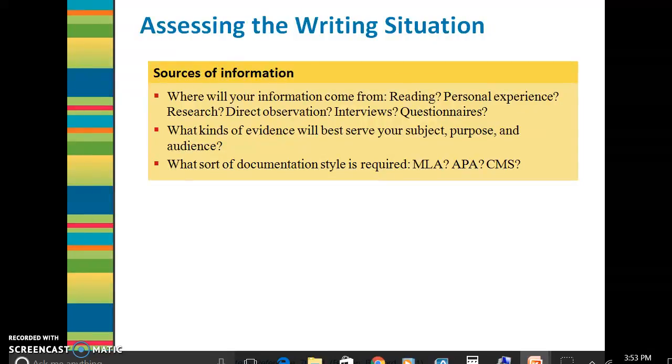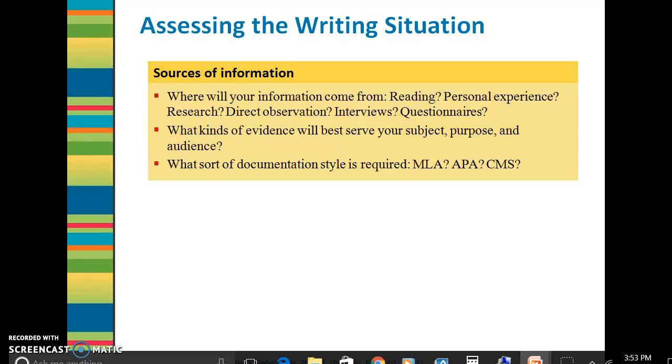As you assess the writing situation, you definitely want to consider where you will be getting your information if you're having to research and supply evidence. Is it going to come from your reading, maybe from personal experience, your research, or perhaps just observations of yours? Maybe you need to interview experts in the fields, or you need to questionnaire or survey people in the field, or maybe do a poll of some sort to get some information or some evidence that will supply some credibility to your writing.